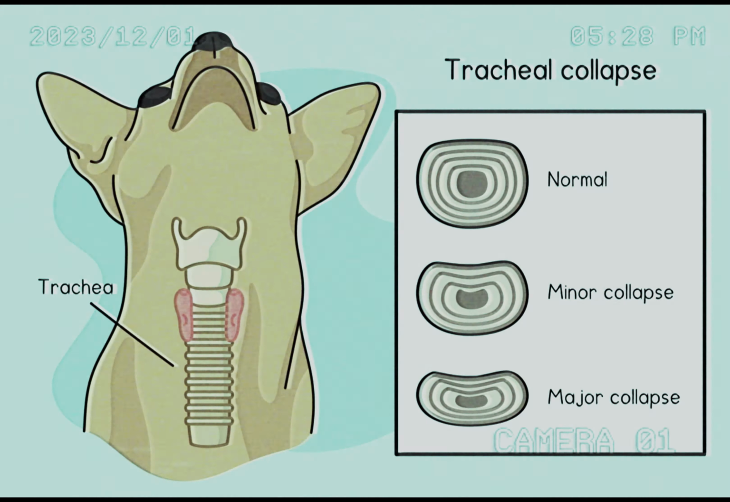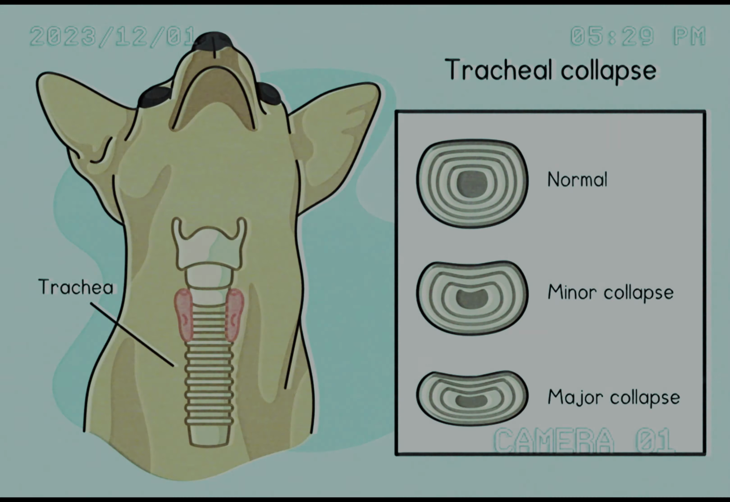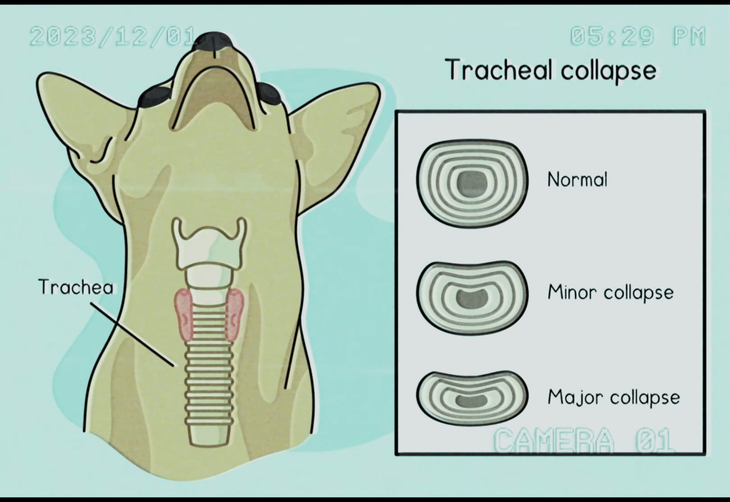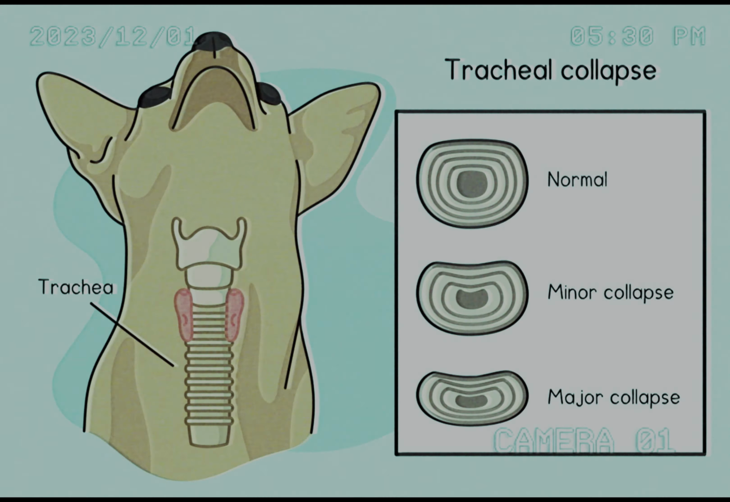Bordetella bronchiseptica is a bacterium that is commonly found in the noses of dogs. This bacterium can cause kennel cough, a highly contagious respiratory infection that is characterized by a harsh, honking cough. Streptococcus pneumoniae is a bacterium that can cause pneumonia in dogs. Pneumonia is an inflammation of the lungs that can cause cough, difficulty breathing, and fever.